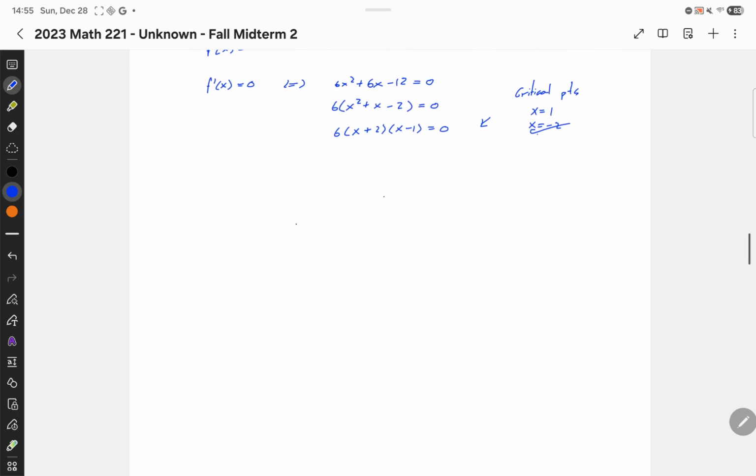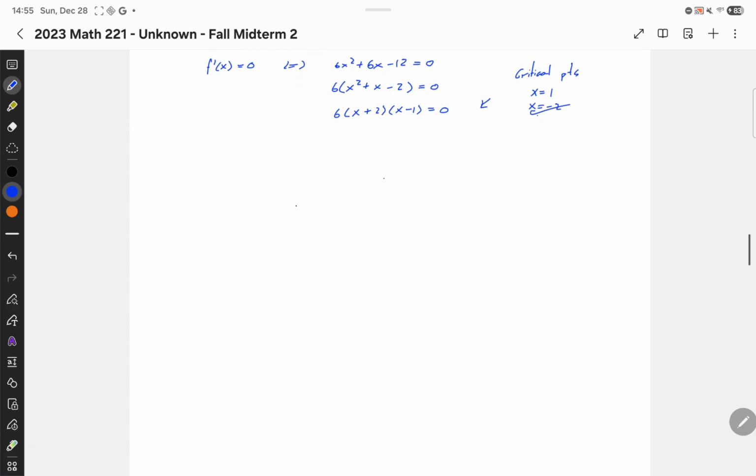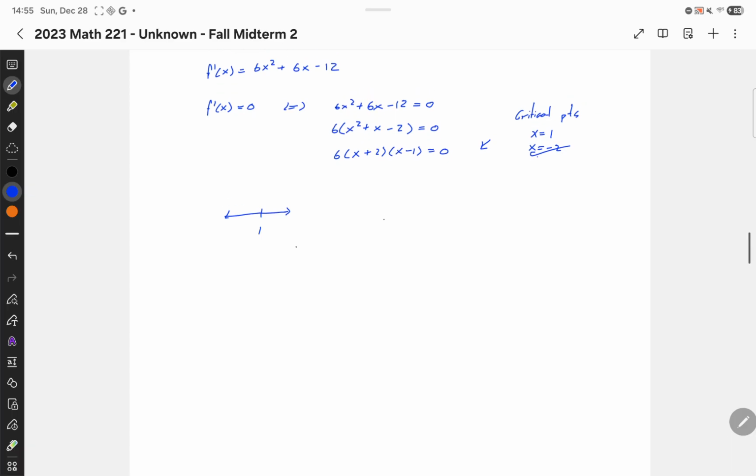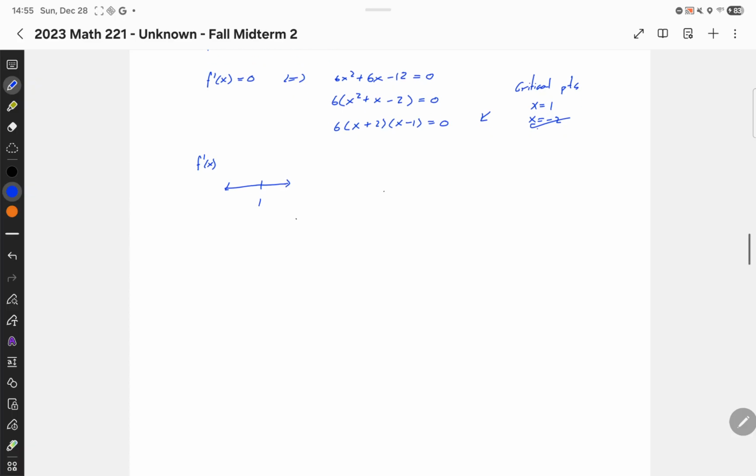And so the way I like to look at critical points to check if they are extrema is by looking at a number line. So I'll go ahead and draw out my number line right here and put a marker at x equals 1. Now what I want to see is what does f prime of x look like before this and after this. So let's just look at that. So f prime of, what we want to do is pick values around 1 so we can take a look at its behavior.